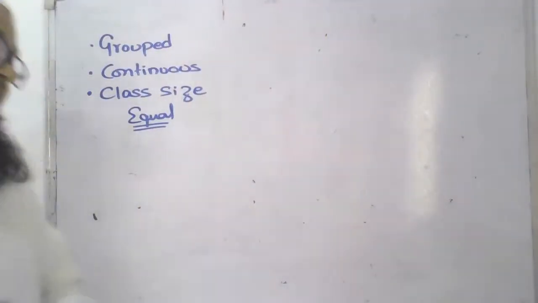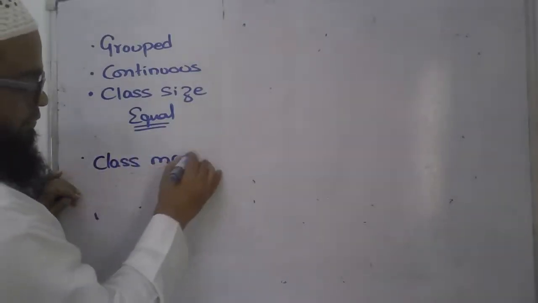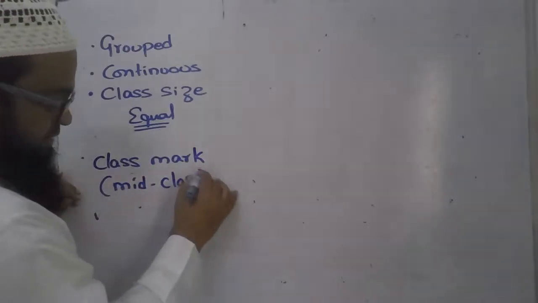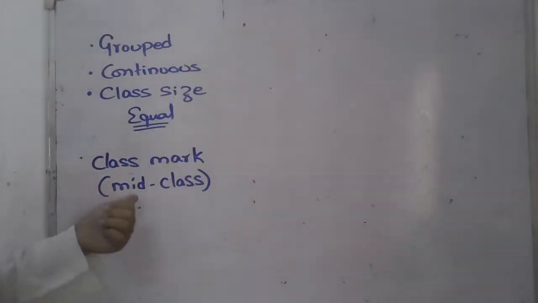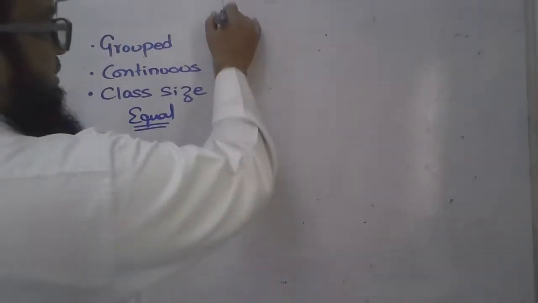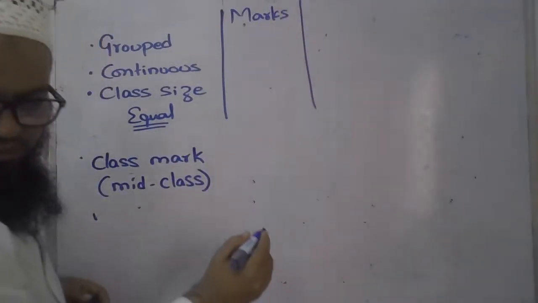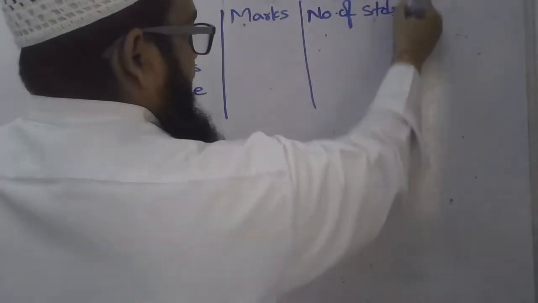After that, what you should know in order to draw the frequency polygon. Let me clear you. There is a concept called class mark, or the same thing can be called mid class mark. You should know how to get the class mark. For example, let me take the same table. It is marks and number of students.